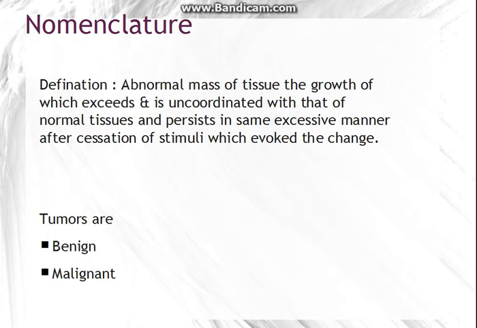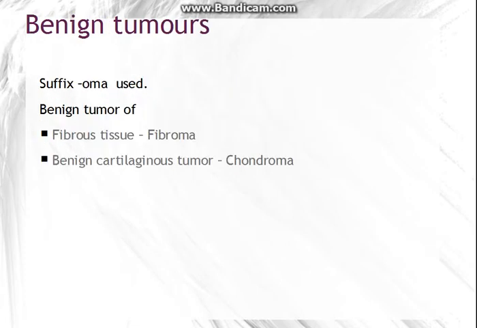Okay, now the tumors, they are basically of two types. There is benign, there is malignant. Now going to the benign tumors, for this we use the suffix oma to name it. Like if we have a benign tumor of fibrous tissue, it will be named fibroma, and if it is of cartilaginous tissue, for example, it is chondroma.